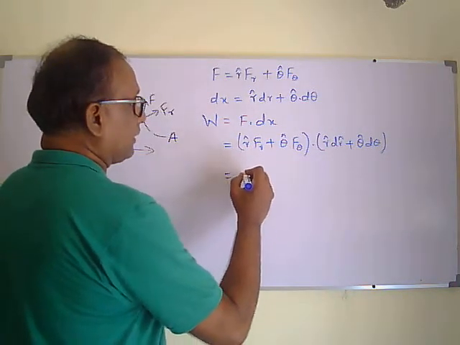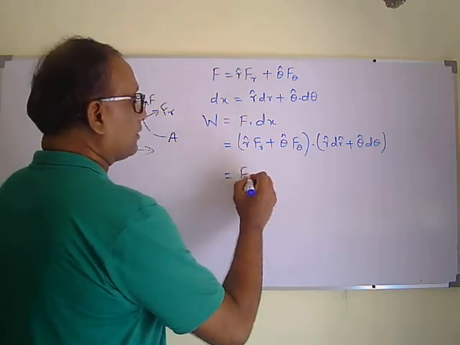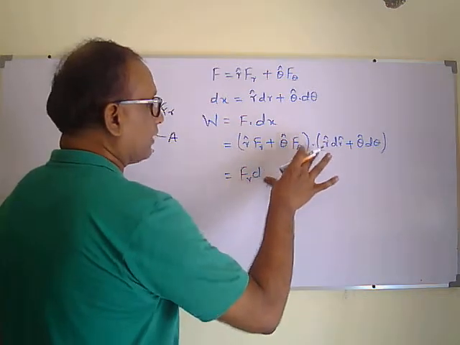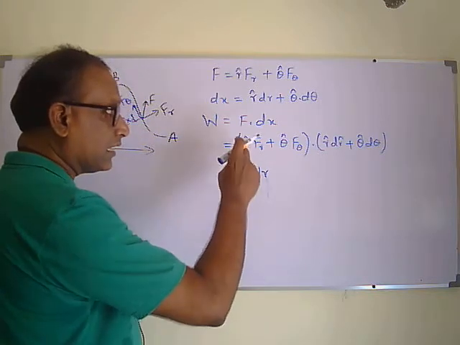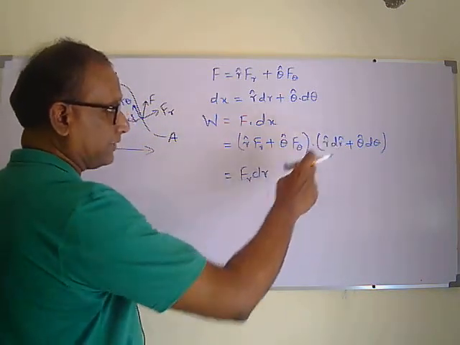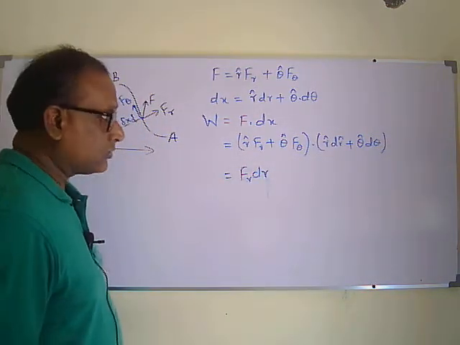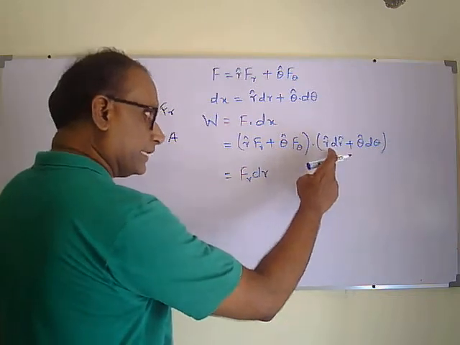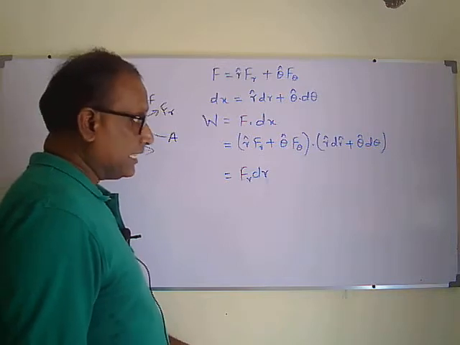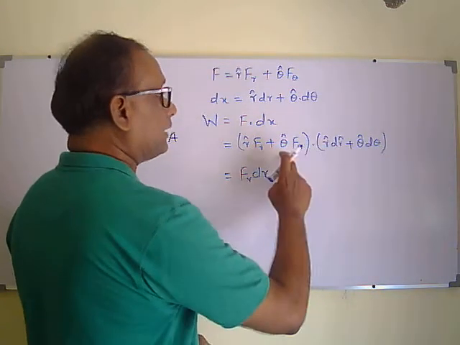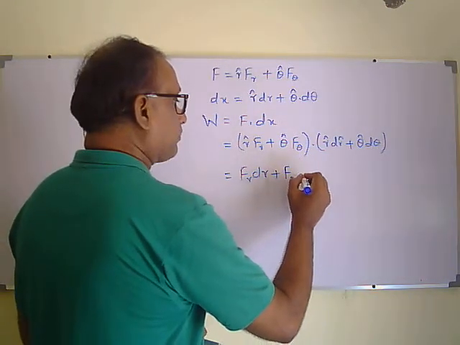When I solve it, R cap into R cap unit vector gives Fr dr: mod F mod dr with angle 0 degrees, because they are parallel vectors. Same way, R cap into theta cap is 90 degrees, so cos 90 is 0, that won't be there. Theta cap into R cap, again 90 degrees, so no value, because cos 90 is 0. Then theta cap into theta cap, the unit vector, gives F theta d theta.